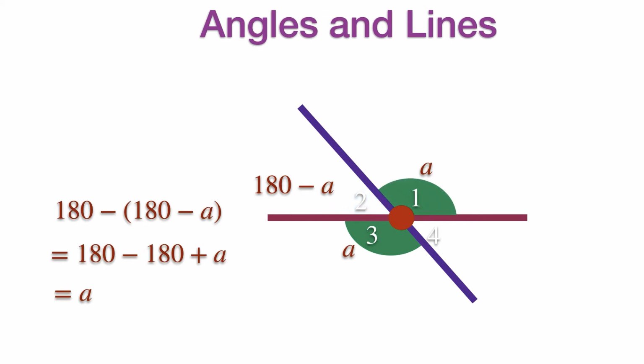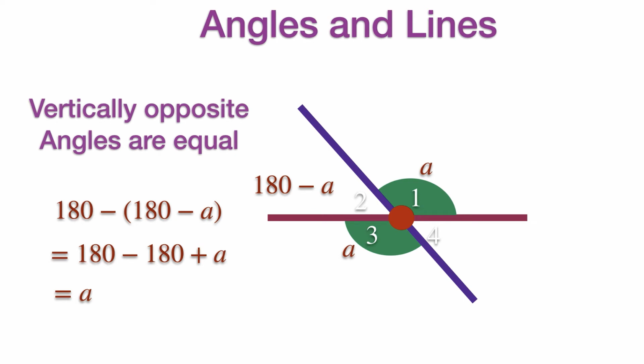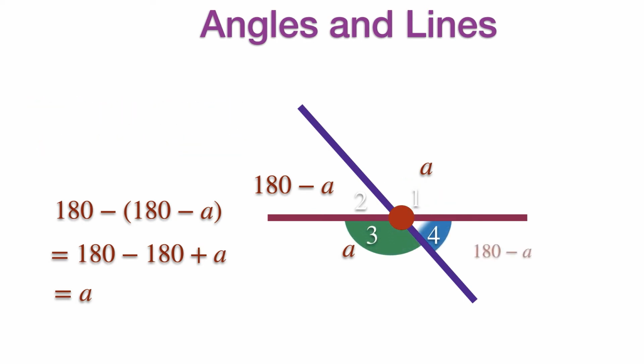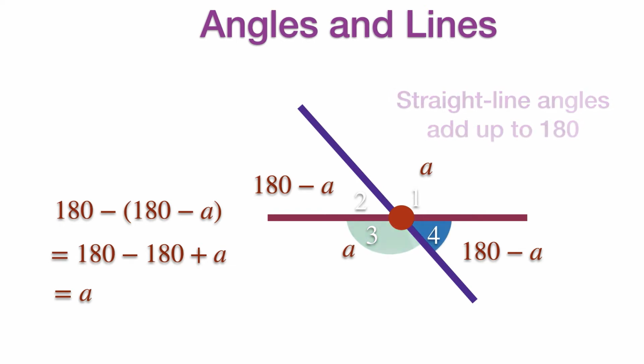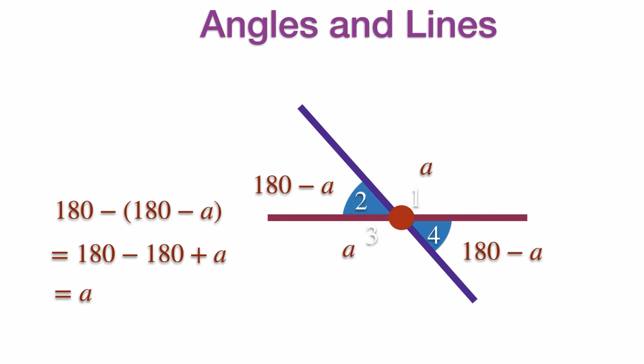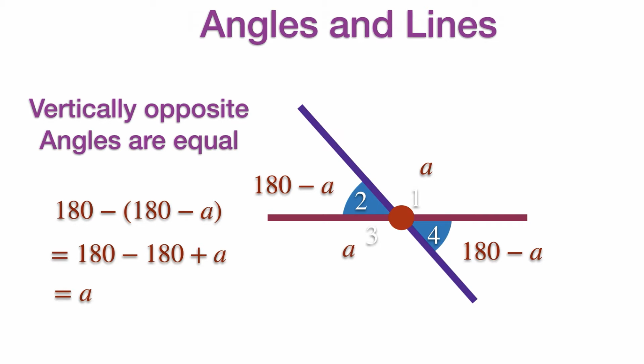This is equal to angle number 1 and opposite to it. These two angles are known as vertically opposite angles and they are always equal. Angles number 3 and 4 also lie on a straight line and they also add up to 180 degrees. Hence the expression for the fourth angle is going to be 180 minus A degrees. This is equal and opposite to angle number 2. We can therefore conclude that any vertically opposite angles are always equal. Finally, all the angles around the vertex also add up to 360 degrees.